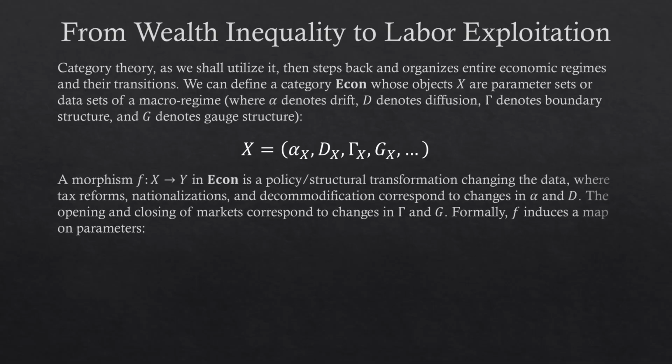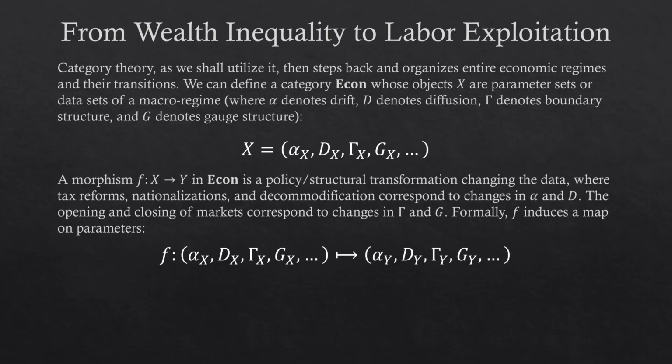A morphism F that maps us from X to Y in the category of economies is a policy or structural transformation changing the data, where tax reforms, nationalizations, and decommodification correspond to changes in drift and diffusion. The opening and closing of markets correspond to changes in gamma and G, the boundary structure and gauge structure, respectively. Formally, the morphism F induces a map on parameters. So F takes us from any, let's say, letter A sub X to a letter A sub Y.